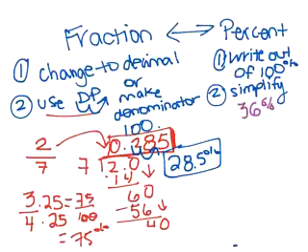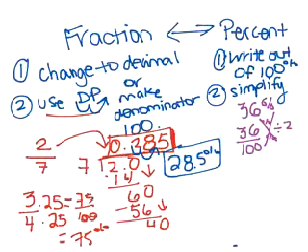Okay, let's look at how to go from percent to a fraction. The first step to do that is to write it out of 100. So we have 36%, we would write 36 out of 100. And then we just pretend that the percent sign is not there and use it like a fraction. So 36 out of 100, I'm going to see if I can simplify. I know that I can divide both by 2.